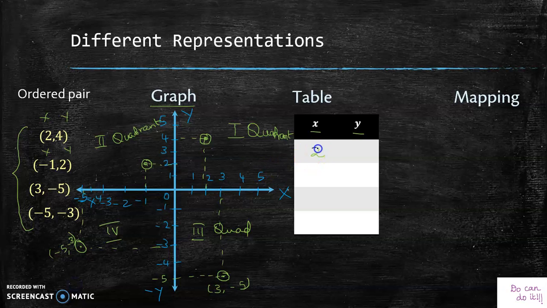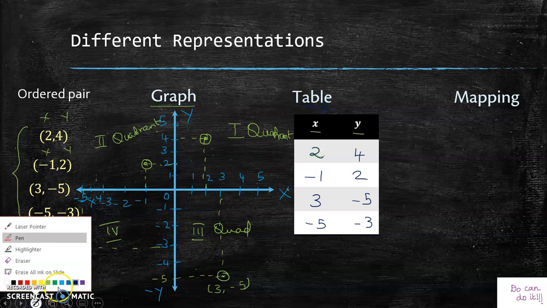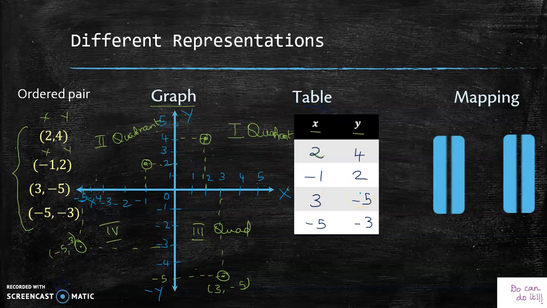So x is 2, y is 4, and then negative 1, 2, 3, negative 5, negative 5, negative 3. This is the way of representing it in the table. And then the fourth one is mapping. It's very easy. We will draw two rectangles, and then the x values are called the domain.